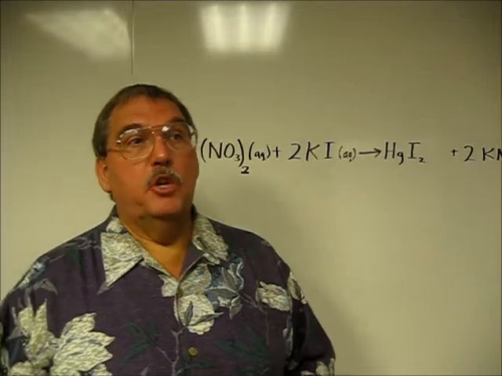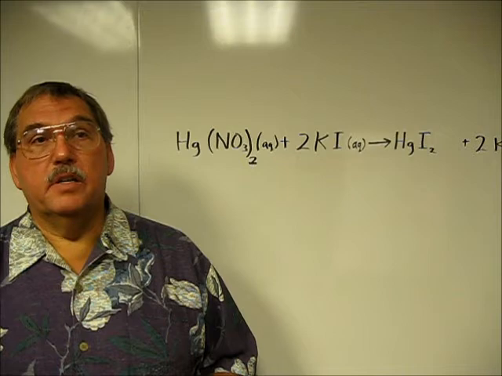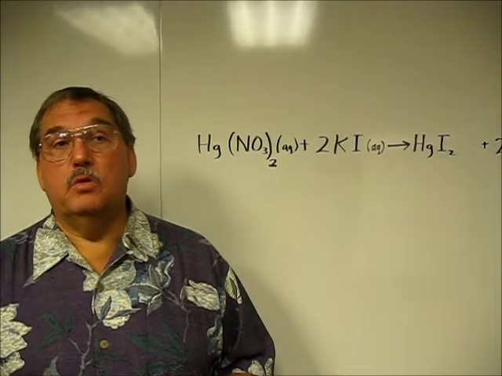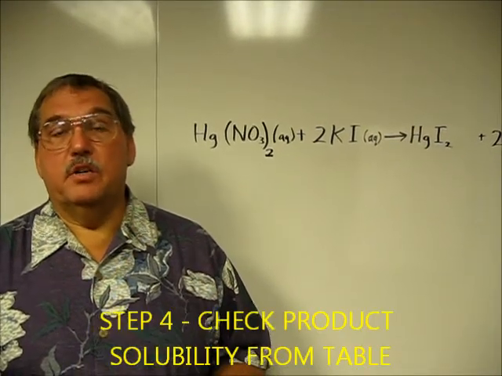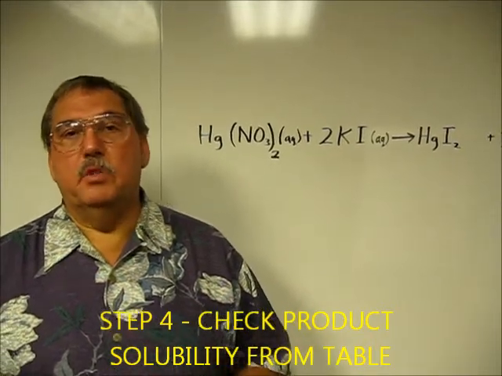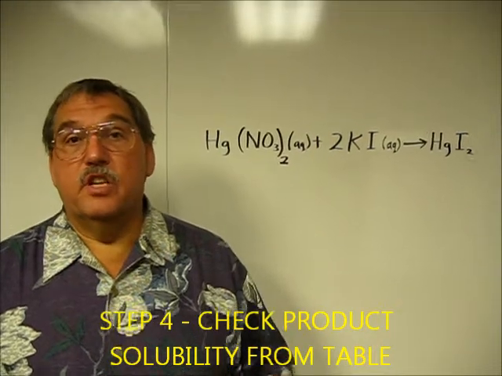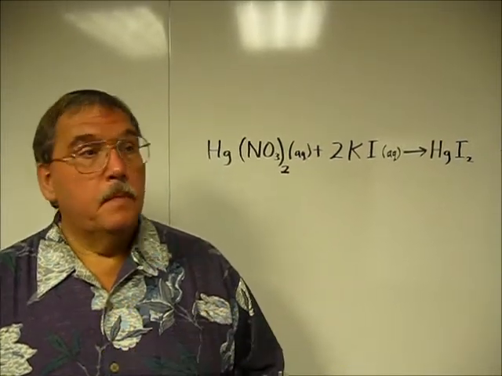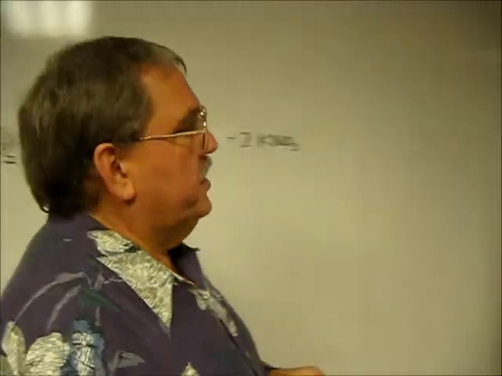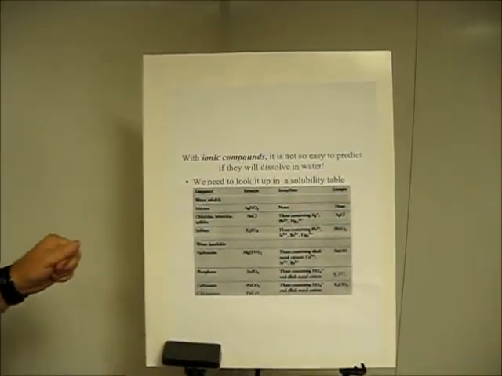In step 4, we check to see if each of the products is soluble in water. For this, we will use the solubility rules table that was given to us in our class notes. However, if you don't have this, you can look up solubility information from a variety of references and sources, such as online on Google. I'm going to show you the solubility table, a reproduction of that, from our class notes.